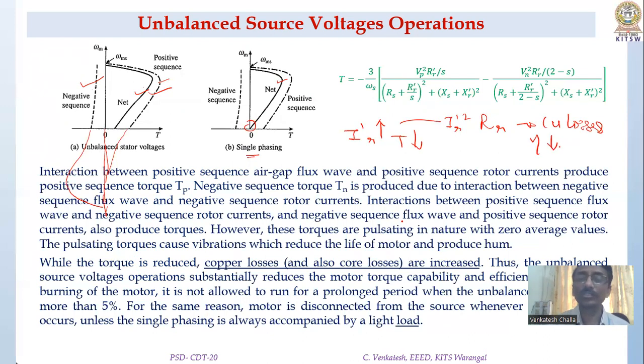So as copper loss is increased under unbalanced condition with reduced torque, more heat is produced. And core losses are also increased because core losses are produced due to the flux produced by the positive sequence flux and also due to the negative sequence flux. Therefore, core losses also increase and hence efficiency has decreased. So if the unbalance is more than 5%, it is not suggested to continue because the motor gets heated up and there is a chance of burning of the motor.